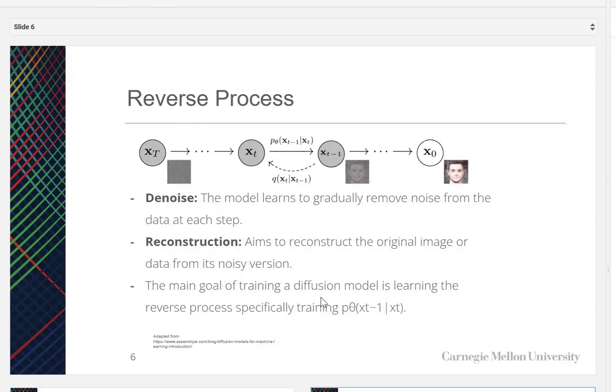However, the reverse process is the denoising part, where the model learns to gradually remove the noise from data at each step. The aim is to reconstruct the original image or data from its noisy version. And actually, the main goal of training a diffusion model is learning the reverse process, which is specifically training p theta x t minus 1 given x t.